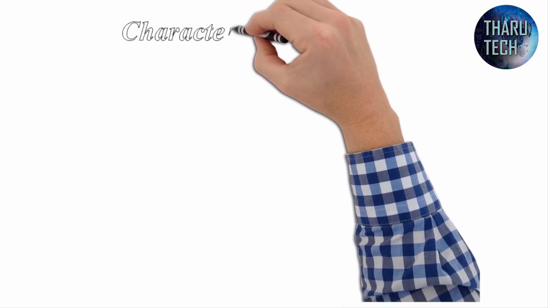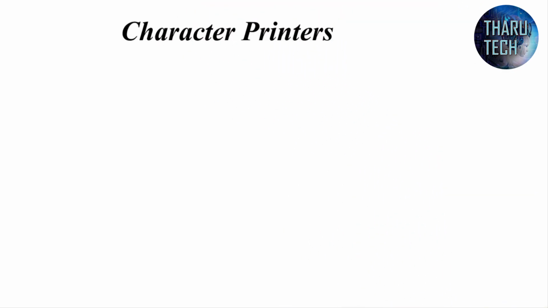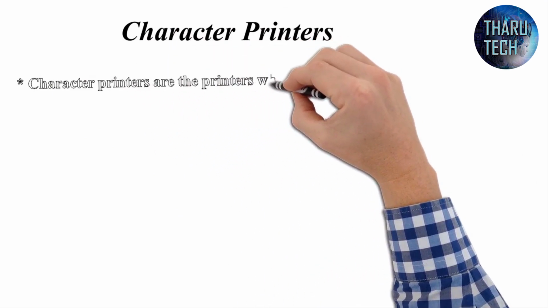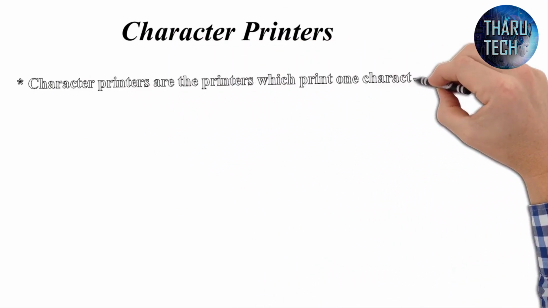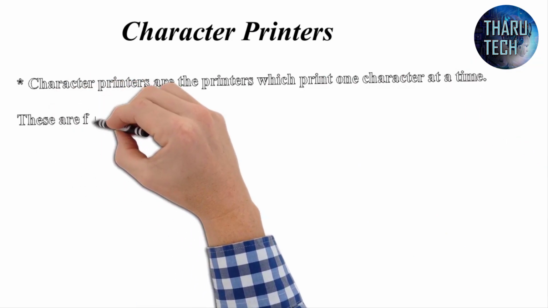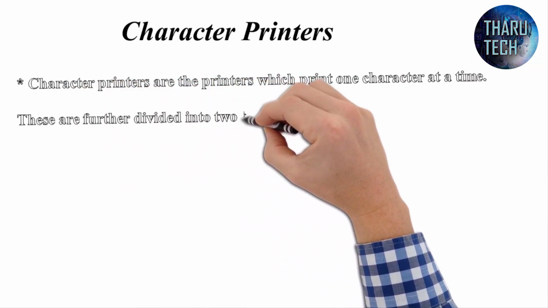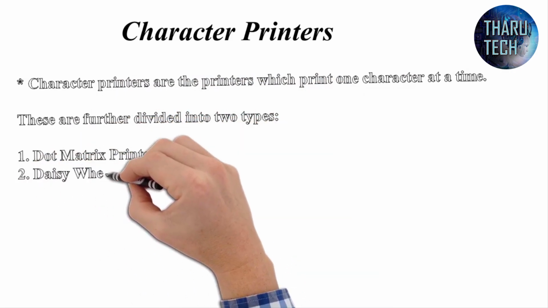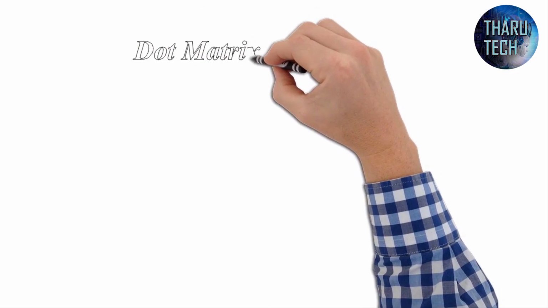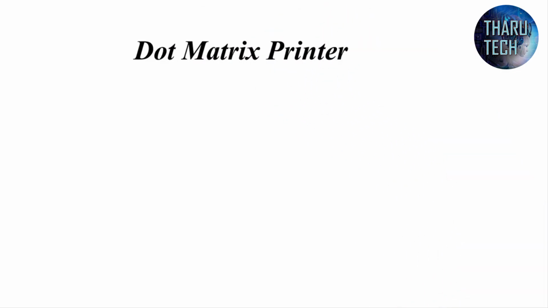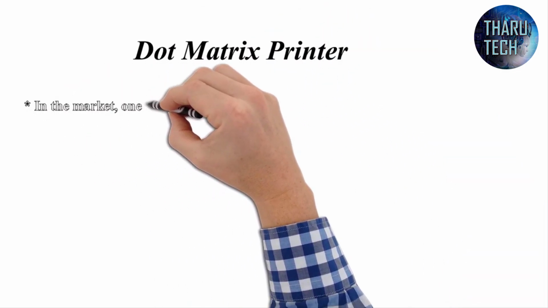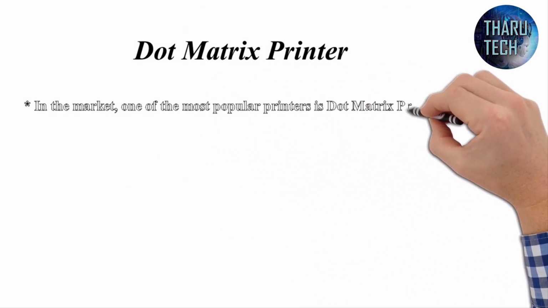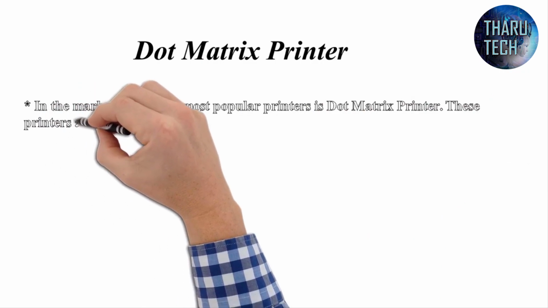Character printers. Character printers are the printers which print one character at a time. These are further divided into two types: dot matrix printer, DMP, and daisy wheel. Dot matrix printer. In the market, one of the most popular printers is the dot matrix printer. These printers are popular because of their ease of printing and economical price.